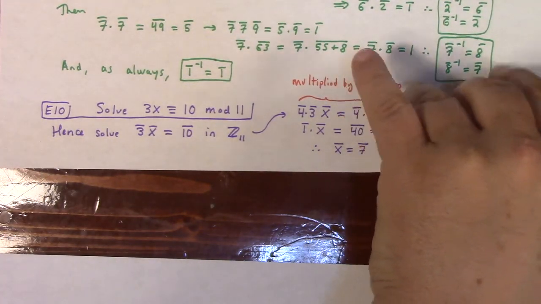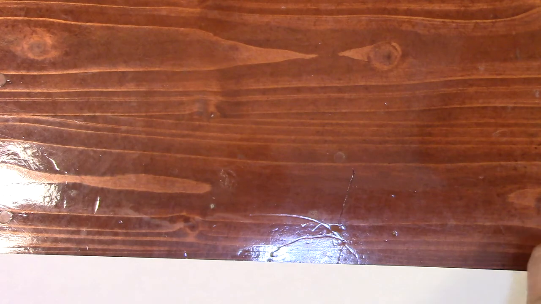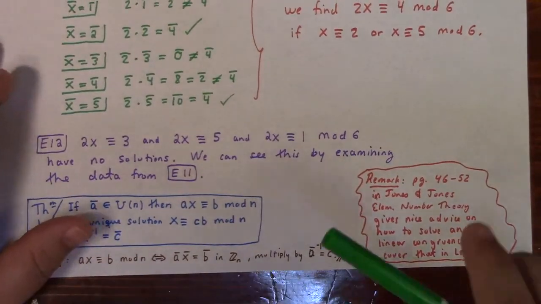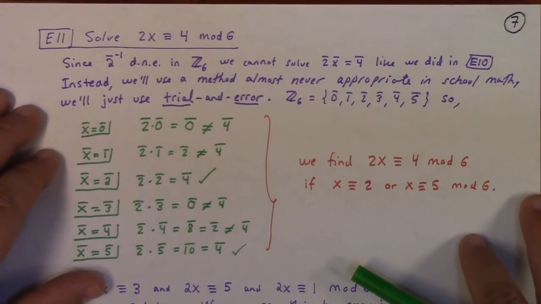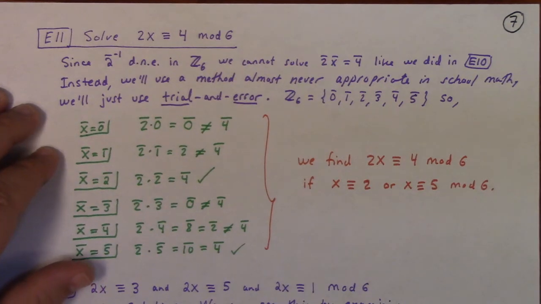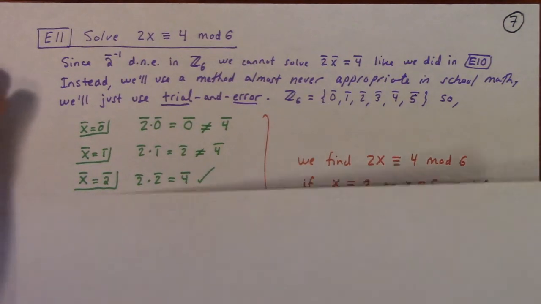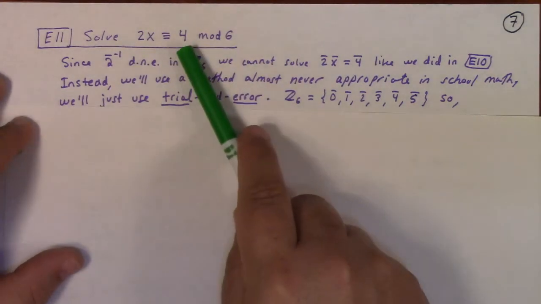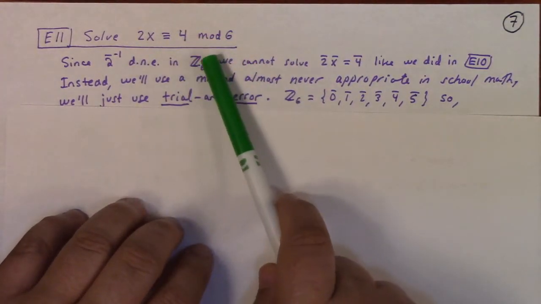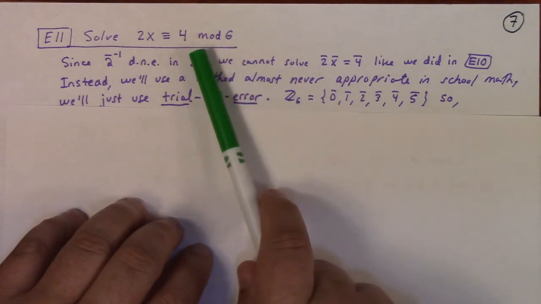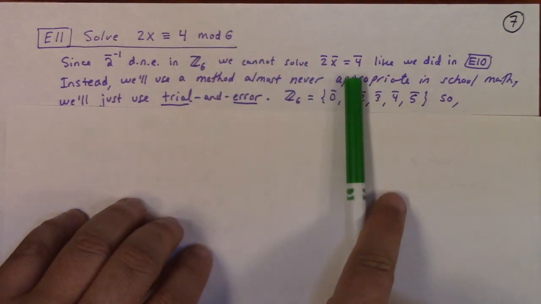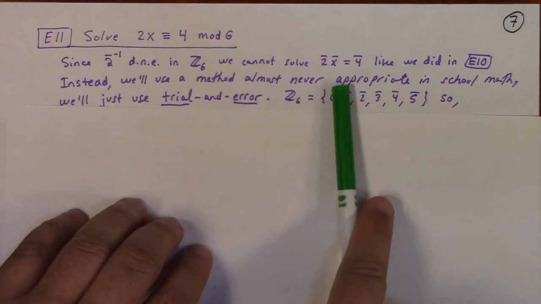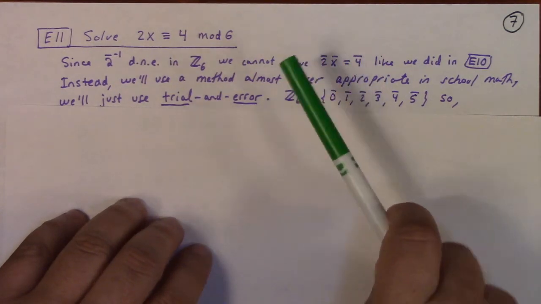So it looks like we have a shot at solving congruences when a particular pattern is seen, when the number multiplying x is relatively prime to the modulus. What happens if the modulus here is 6? We've got 2x congruent to 4 mod 6. So I can't use the trick I just used in example 10 because I don't have a 2 inverse in Z6. I can convert this to 2 bar x bar equals 4 bar in Z6, but there's no 2 bar inverse, so what do I do?